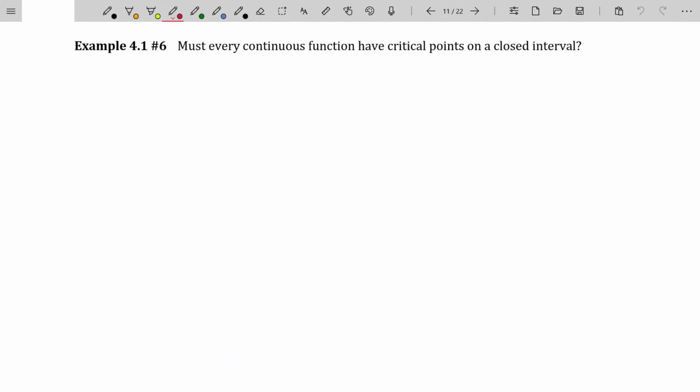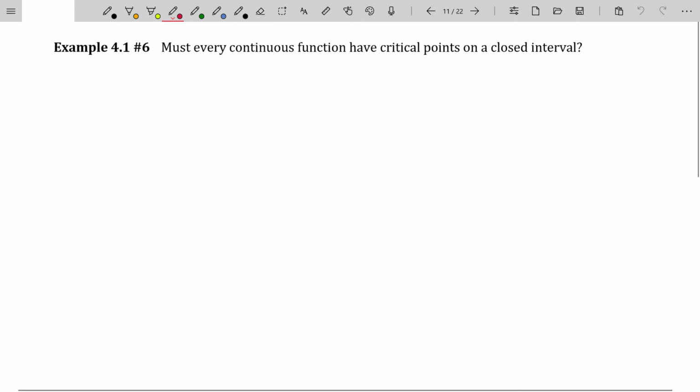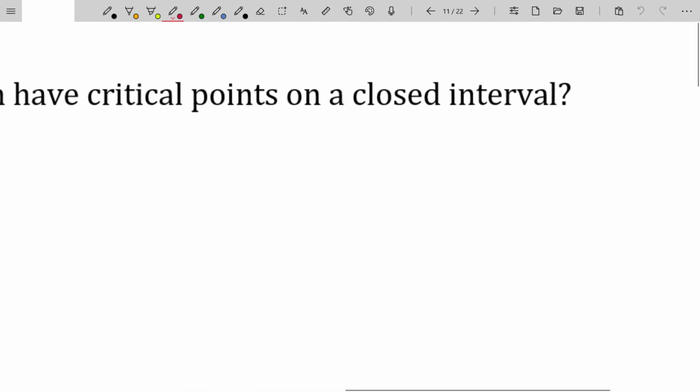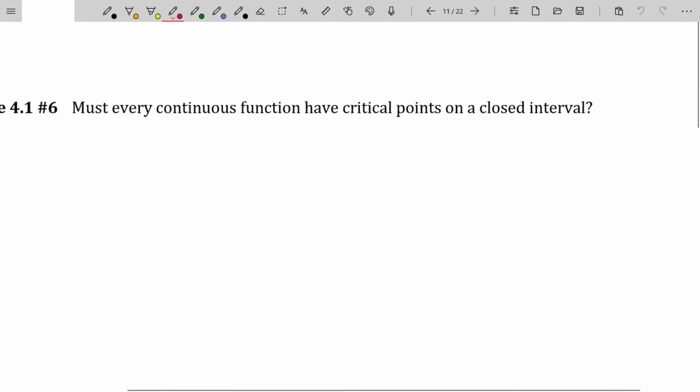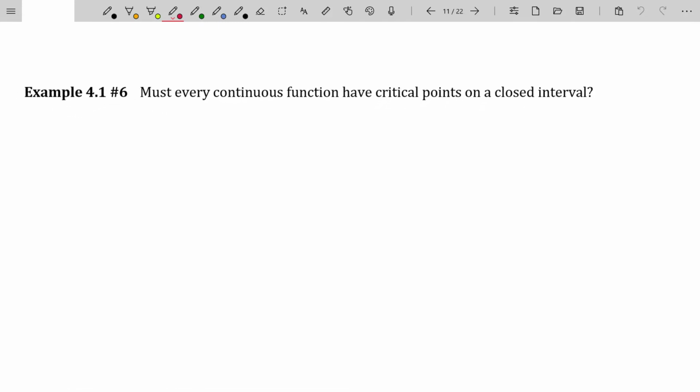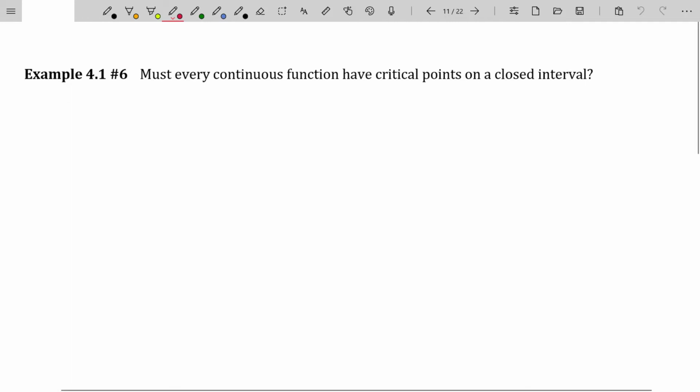Now, for those who pay attention to my numbering scheme, I didn't want to skip this one. Must every continuous function have critical points on a closed interval? The answer is no, they don't. And here's where that definition gets a little blurred. If your instructor says that the endpoints of a closed interval are always critical points, then this is vacuously true, because endpoints are always considered critical numbers. But that's why I dislike that endpoint definition, because it makes this question very silly. Plus, it just doesn't work very well with the rest of mathematics.